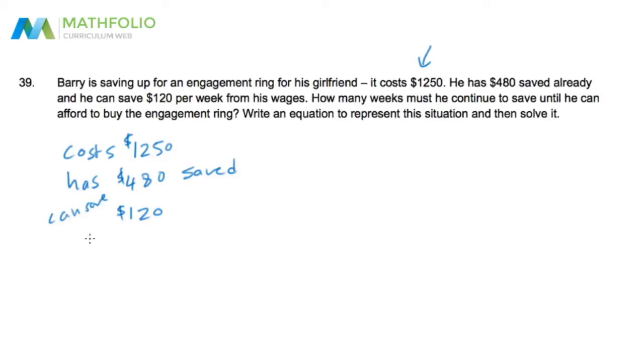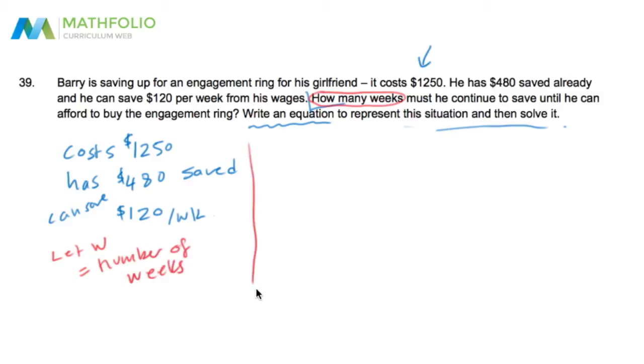So he's not spending all of his wages on this. He's still paying his rent and doing all that other stuff. But he can save $120 per week. So the question starts here. How many weeks must he continue to save until he can afford to buy the engagement ring? And then we're told, write an equation to represent this situation and solve it. Okay. So we're after how many weeks? So inside our important information over here, I'm going to say let W equal the number of weeks.